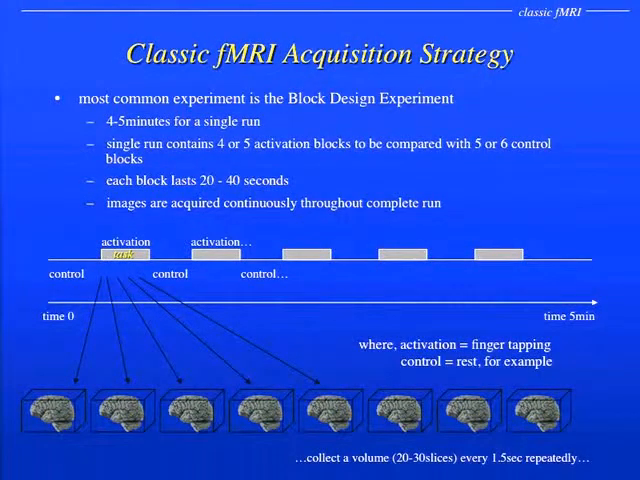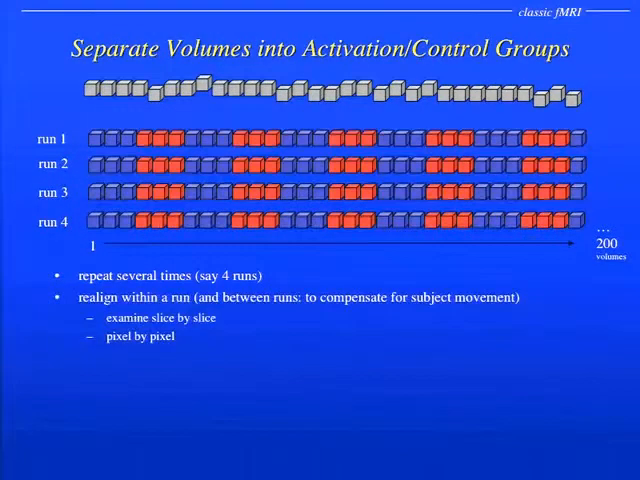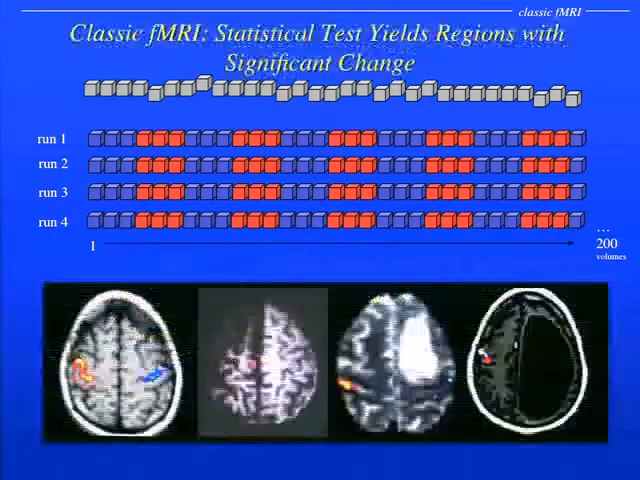So in classic fMRI, as you know, the most common experiment is a block design experiment where we might have a run that takes, say, 4 to 5 minutes to do. Each block may last 20 to 40 seconds. We acquire images continuously throughout the run, and we separate those into activation and control. We're basically collecting these brain volumes as we go. We can then do some motion correction, sort them into the different conditions, and do some statistics on them to ultimately get activation maps.